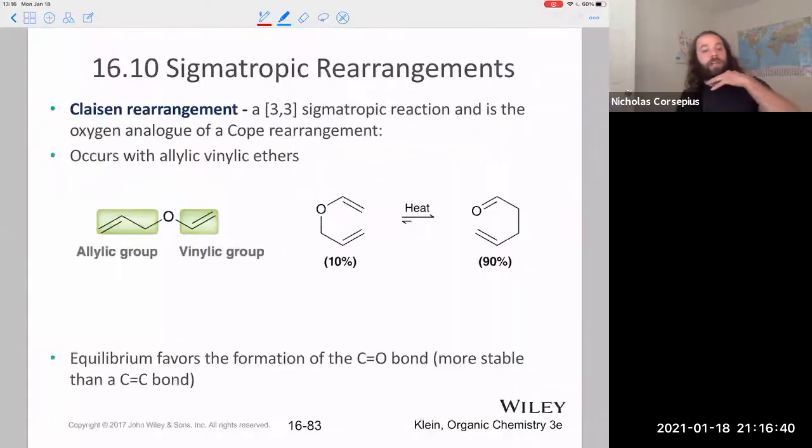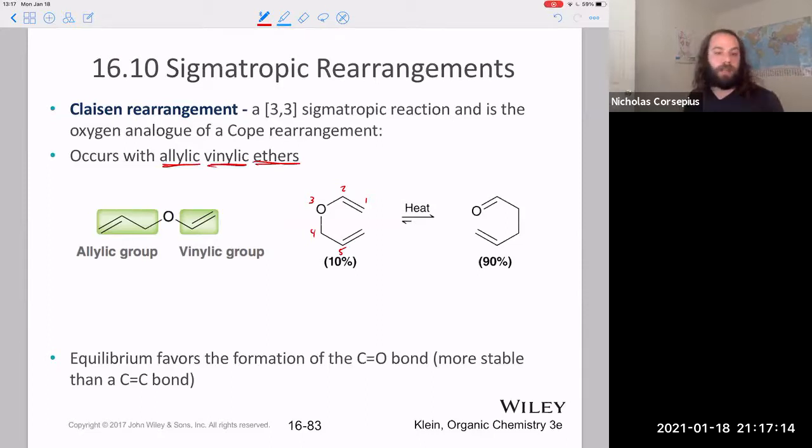The other rearrangement that we're going to talk about is a Claisen rearrangement. So remember the Cope rearrangement, all 6 members in that transition state had to be carbon. A Claisen rearrangement has an oxygen in there. Very similar to a Cope rearrangement in the sense that our double bonds are again located 1, 2, 3, 4, 5 carbons apart. Importantly though, there's an oxygen in there. These occur when you have an allylic vinylic ether.